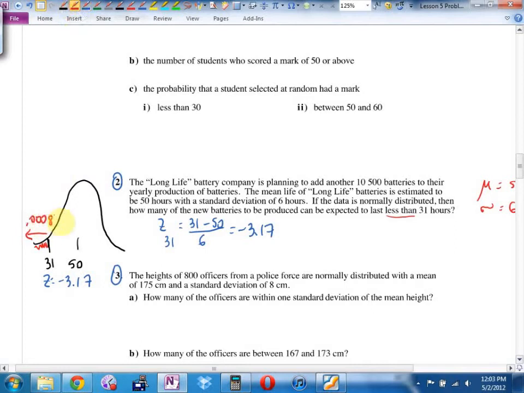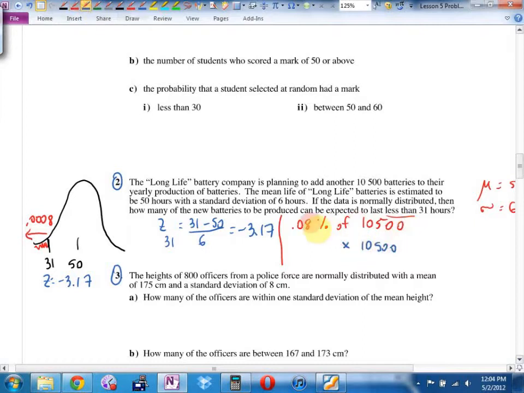What is that as a percent? Careful, it's not 8%, it's actually 0.08%. Okay, now they want to know how many batteries? Well, it's going to be 0.08% of 10,500. What does of mean? Times.